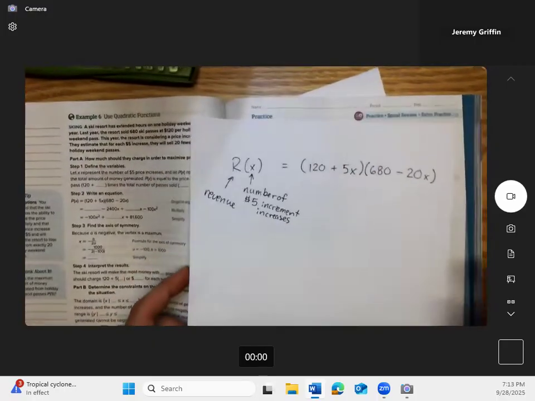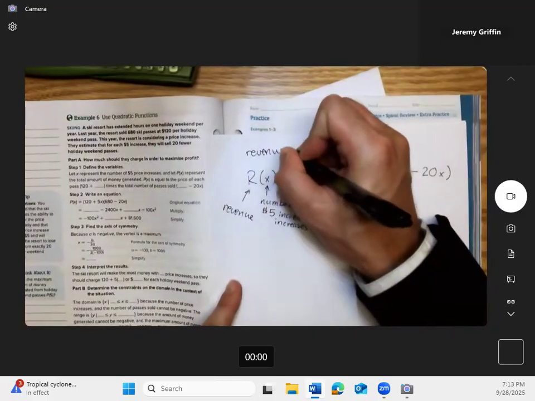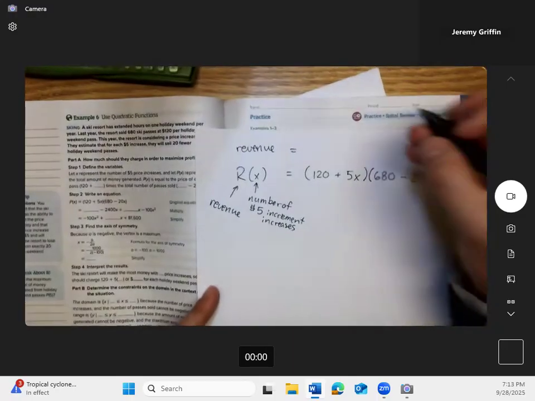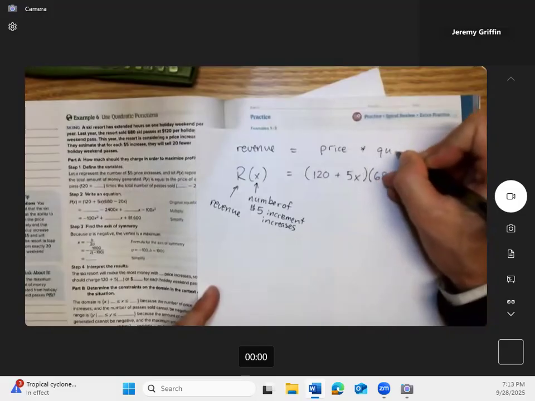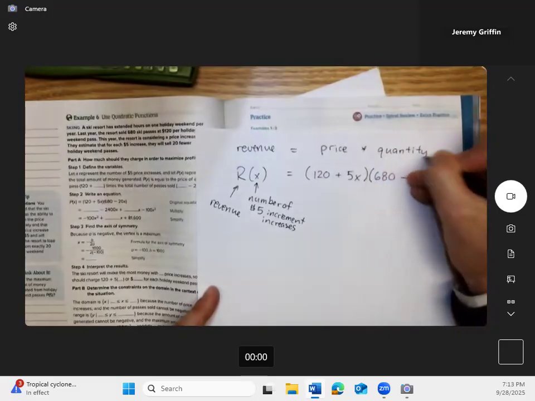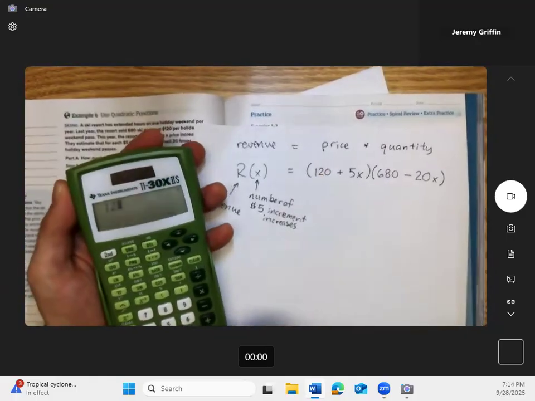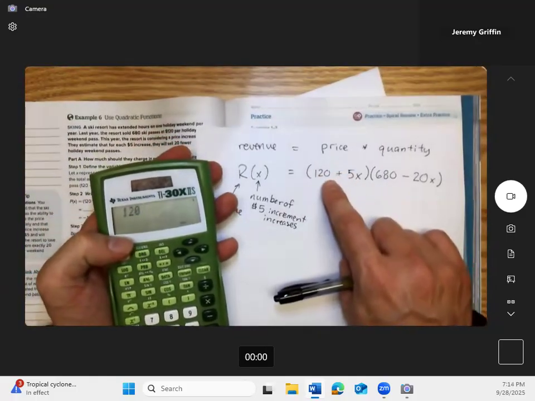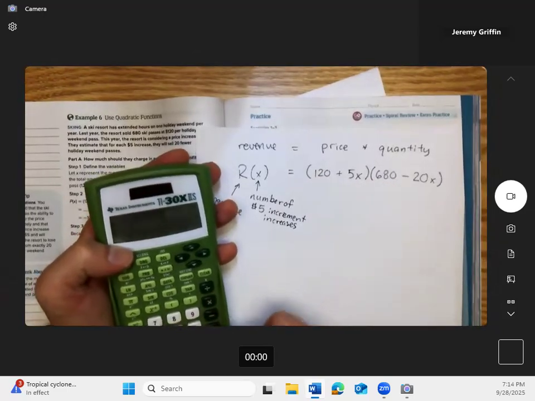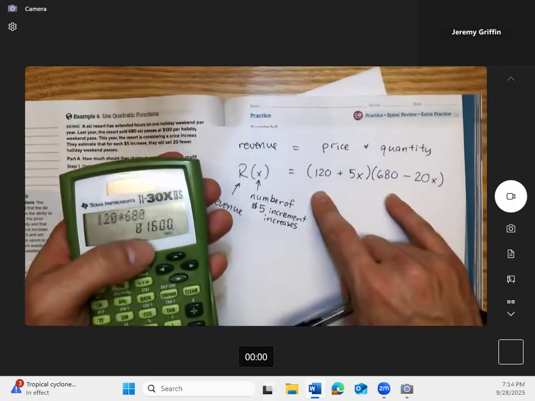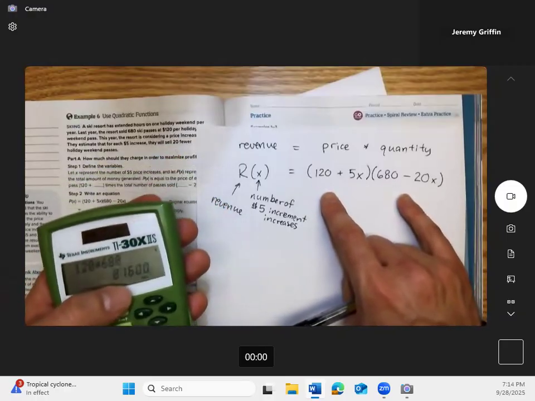Really, what this comes from is this. Revenue equals, I should have written this to start with, price times quantity. So for example, the original was $120 a piece. That was the original price, without any increases, times 680 of those tickets. So their original revenue was $81,000 and some, something like that, as the original revenue.